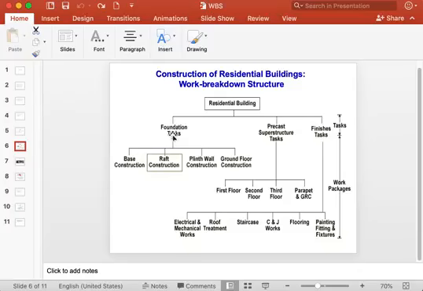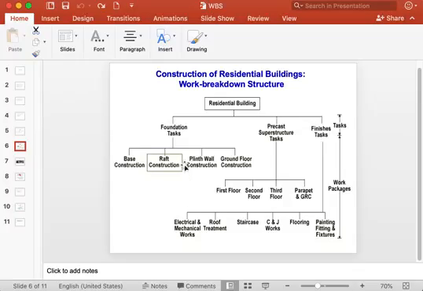So you can see these foundation tasks. Under these foundation tasks, there are 1, 2, 3, 4 work packages. So this foundation task is further broken down into 4 work packages. Superstructure is broken down into 1, 2, 3, 4 work packages. Similarly, finishes is broken down into 1, 2, 3, 4, 5, 6 work packages.